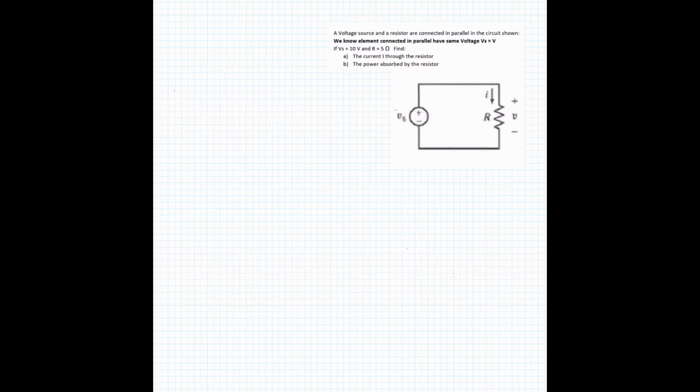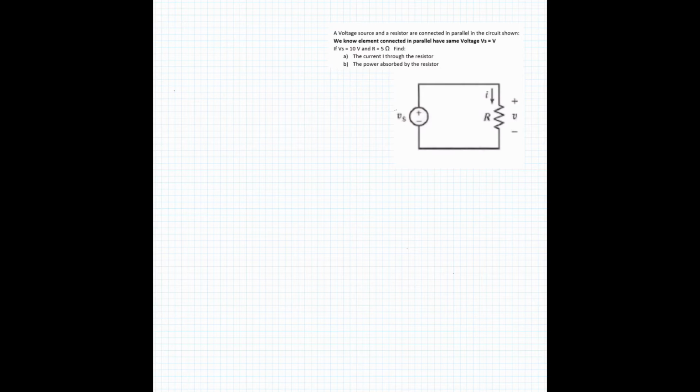Here is an example where we can apply Ohm's law. We have a question, and the question says a voltage source and resistor are connected in parallel in the circuit shown. We know elements connected in parallel have the same voltage, and if Vs equals 10 volts and R equals 5 ohms, find the following. A. The current I through the resistor. B. The power absorbed by the resistor.